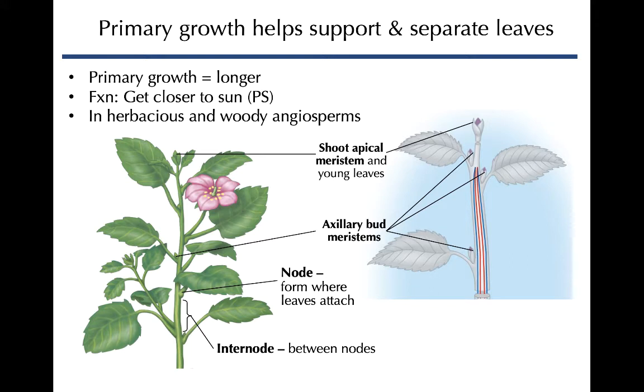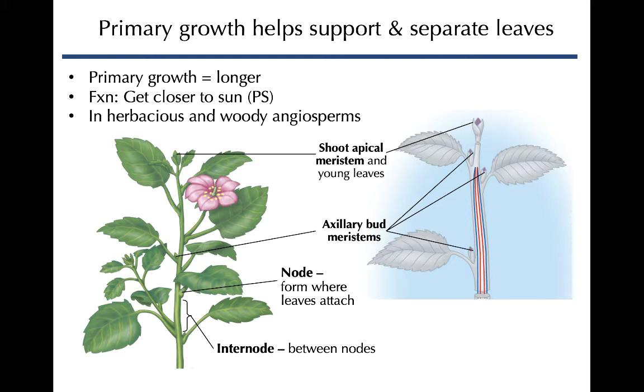The first function of supporting and separating leaves is aided by the primary growth of the stem. So primary growth is growing longer. This allows the stem to get the leaves closer to the sun. And remember, leaves are where the light is captured primarily for photosynthesis, the energy input. So the more sun the plant gets, the more photosynthesis it can do, hypothetically.